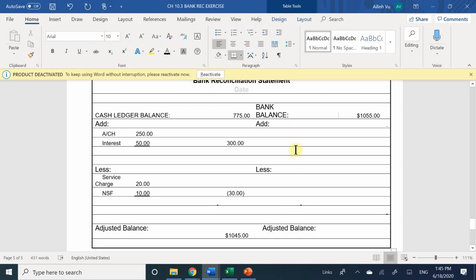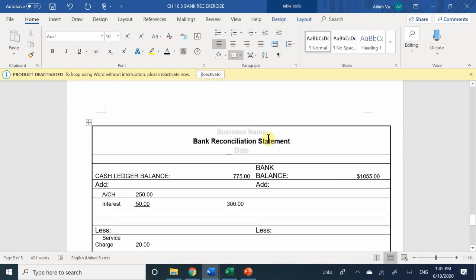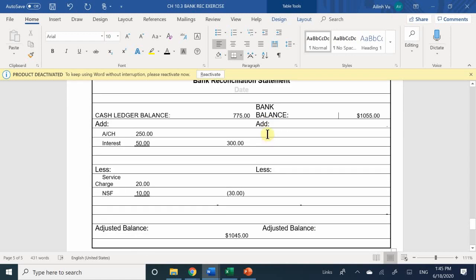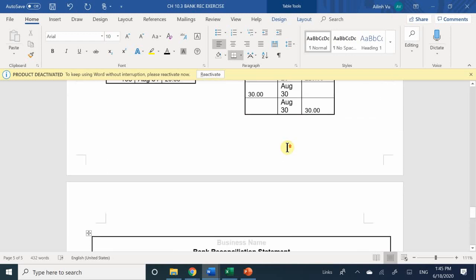What's my acronym for bank side? Bank side is the DUE: deposits and outstanding checks. So what am I adding back to my bank? Okay, your deposits. That's right, deposits. We're going to be adding our deposits. Right, so that's, what, the 100, the 350, the 400, 225, and 30.